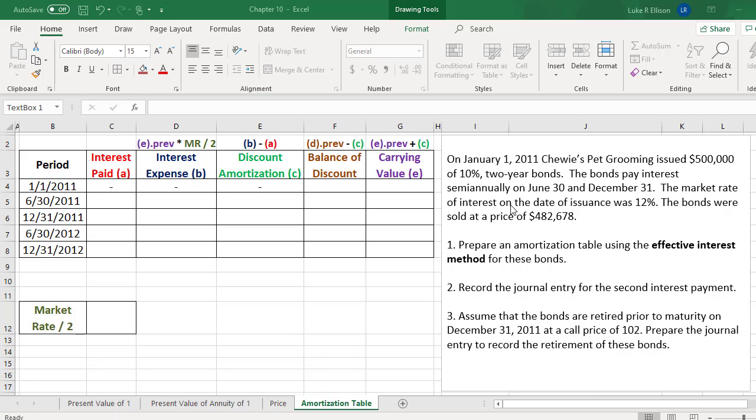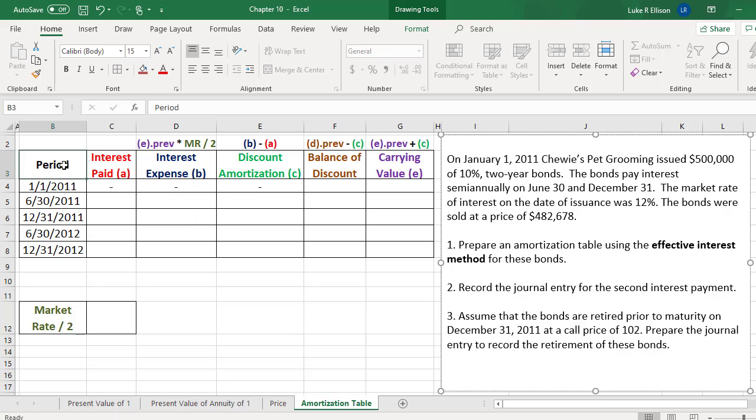The problem says, on January 1st, 2011, Chewy's Pet Grooming issued $500,000 of 10% two-year bonds. The bonds pay interest semi-annually on June 30 and December 31st. The market rate of interest on the date of issuance was 12%. The bonds were sold at a price of $482,678. Part 1 asks us to prepare an amortization table using the effective interest rate method for these bonds.